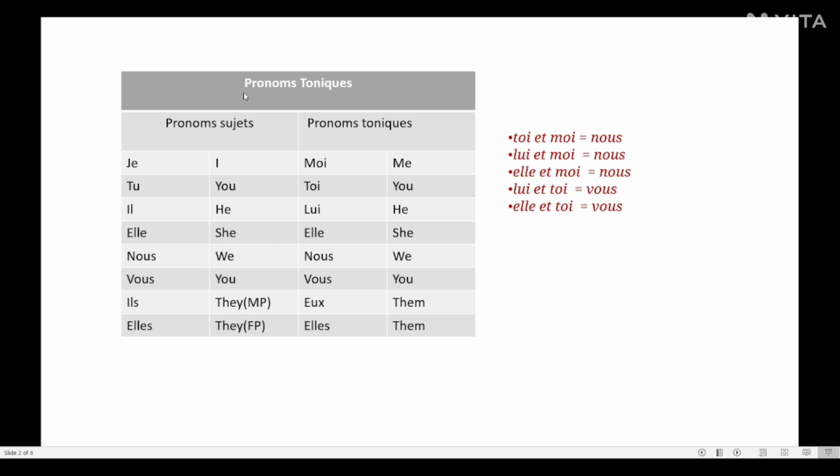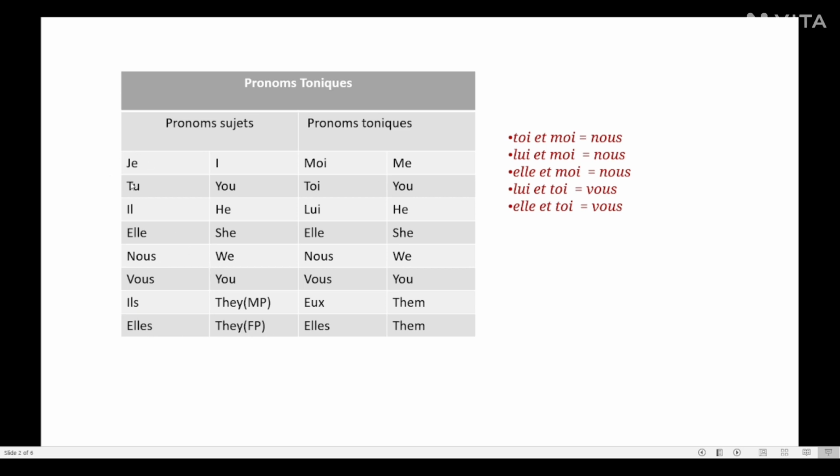Now let us see how we use this pronom tonique. First of all, we see the pronoms sujets. In our last video we covered this topic, pronoms sujets. If you want, I'll give you a link of this in the description section. So je, we use je for I, tu for you, il for he, elle for she, nous for we, vous for you, ils for they, which is masculine plural, elles for they, feminine plural.